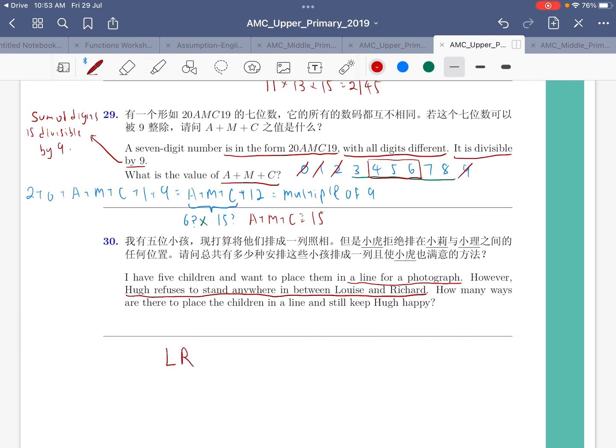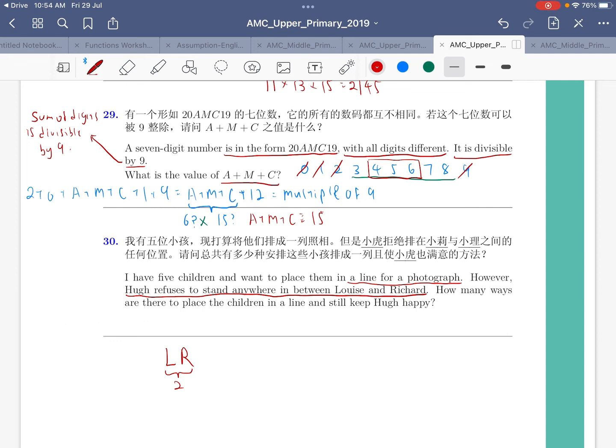Louis and Richard must stand in this fashion. Louis may be on the left and Richard on the right. But it is also definitely possible that Richard stands on the left and Louis stands on the right. So in this case, there are actually two possible combinations. Now, how about Hugh? If Louis and Richard stand in this fashion, where can Hugh stand?